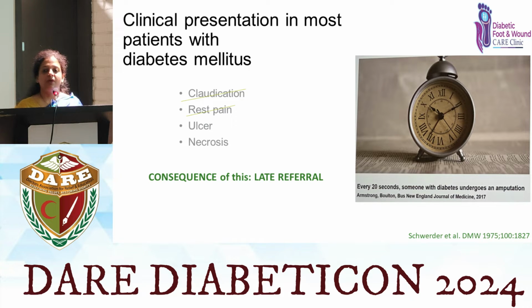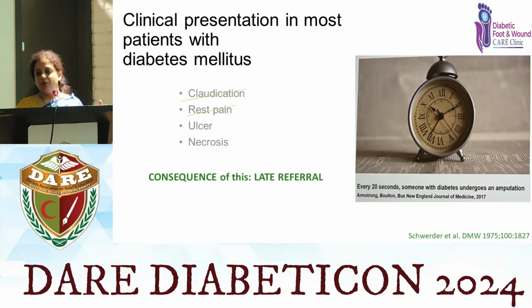Unfortunately, because diabetic patients have some kind of neuropathy, they will not come to us with claudication pain or a pain. So they will usually come to us with ulcer and necrosis. And because of this late referral, we lose the time which we would use to revascularize and save that organ. So as vascular surgeons, for us, time is tissue.